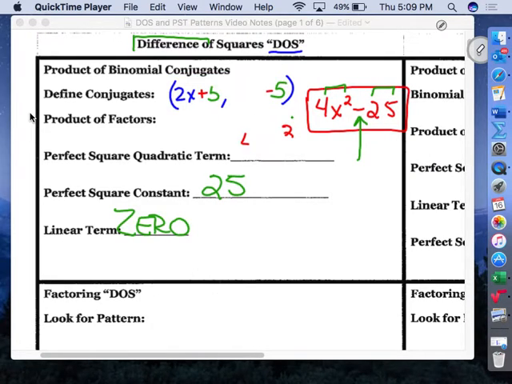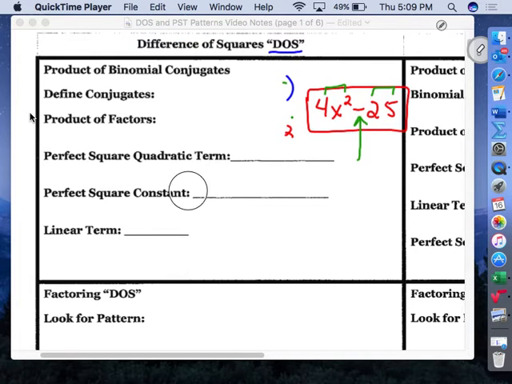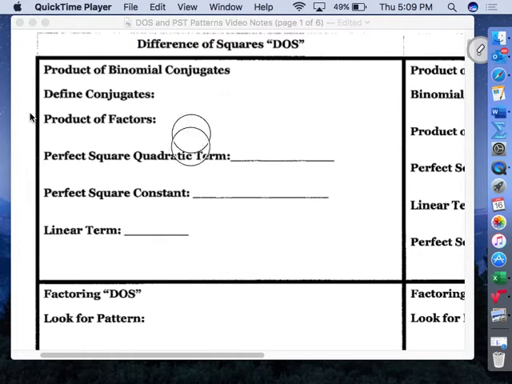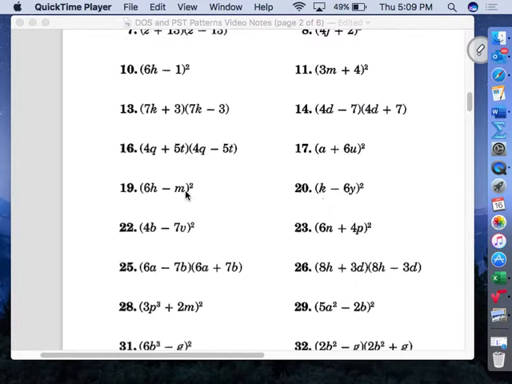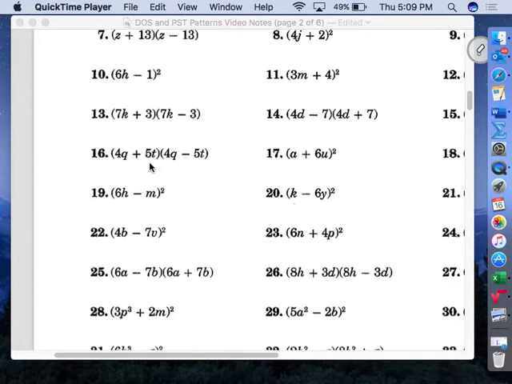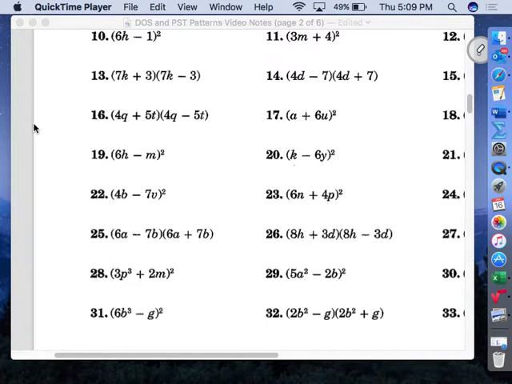I would like to look at a few of these with you, taking the products, and then I would like to look at it in the reverse to help you recognize when you're viewing a perfect square binomial or a difference of squares binomial. Let's look at number 13. Not everything on this sheet represents a difference of squares, so I'll just do a few to give you the idea.